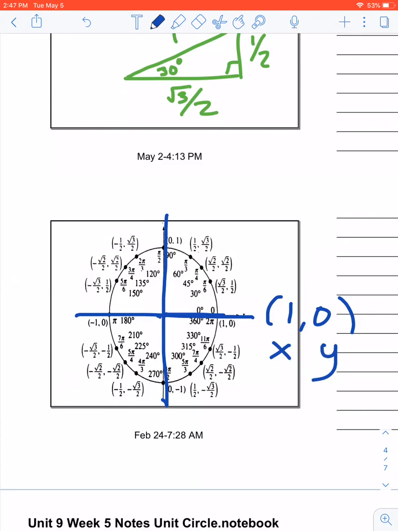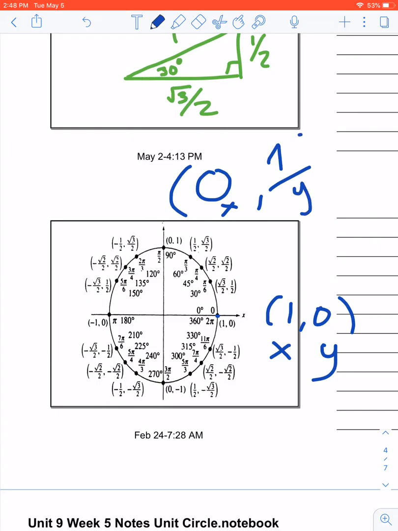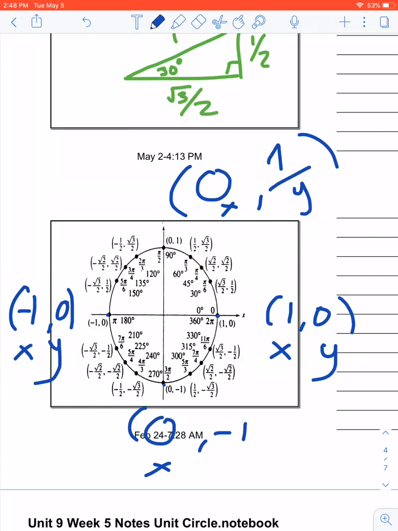Same thing here on pi over 2. If I look at it, I don't go left or right, so x is 0, but I go up 1, so y is 1. Same thing over here. I go left 1 for x, but I don't go up or down, so y is 0. And the same thing here. I don't go left or right, so x is 0, but I go down 1, so y is -1.